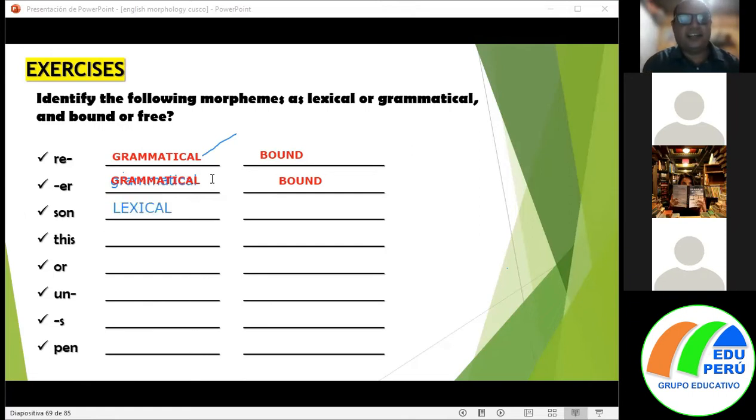Lexical and free. Yes, very good, Zoraida. Lexical free. Yes, this is a word and it is a lexical and free morpheme. Remember, it is a lexical morpheme and at the same time it's a free morpheme.